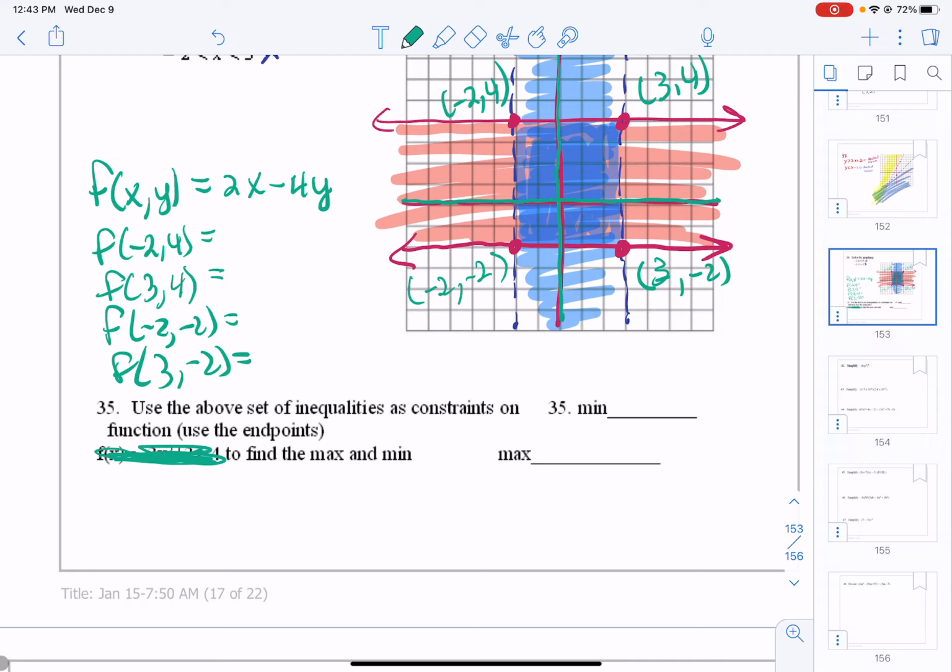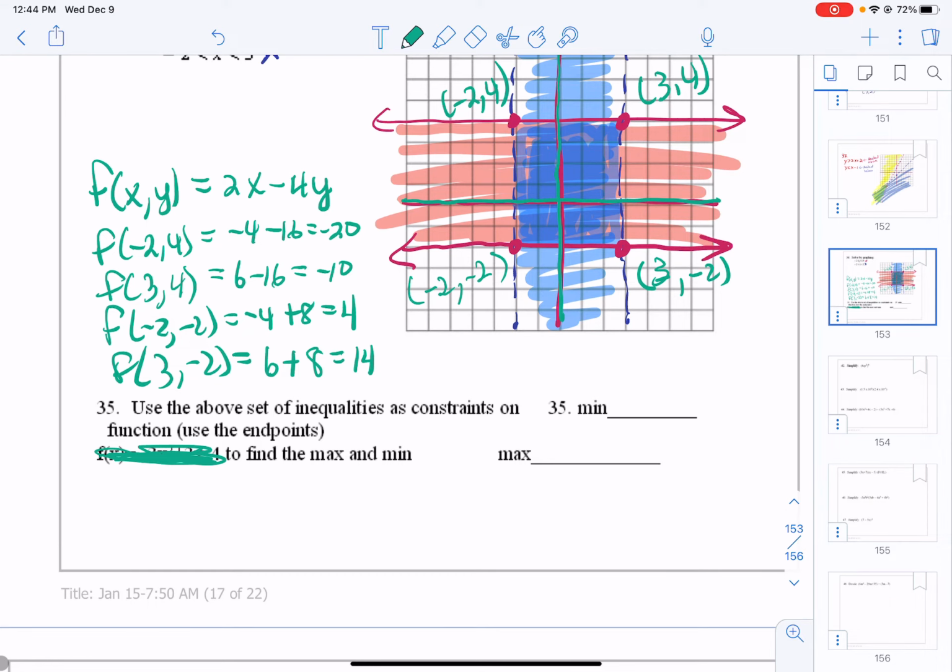If we plug in negative 2, 4, the x's become negative 2 and the y's become 4. So we get negative 4 minus 16 or negative 20. Now let's plug in 3, 4. We get 6 minus 16 or negative 10. Let's plug in negative 2, negative 2. We get negative 4 plus 8, which is 4. And now let's plug in 3, negative 2. We get 6 plus 8, which is 14.